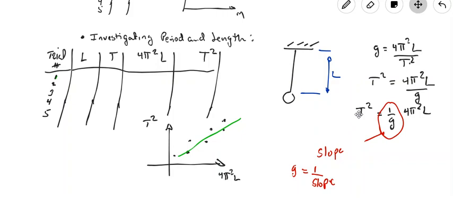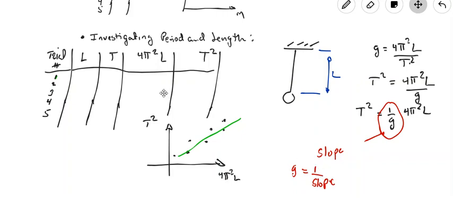The equation we get here, when you graph it, is going to be a straight line, so we have a linear equation where the expression 1 over g is equal to the slope of the line. If the slope is 1 over g and you solve for g, g is going to be 1 over the slope of the line. So if you want to estimate the value of the gravity experimentally, you have to divide 1 by the slope of the line you obtain.